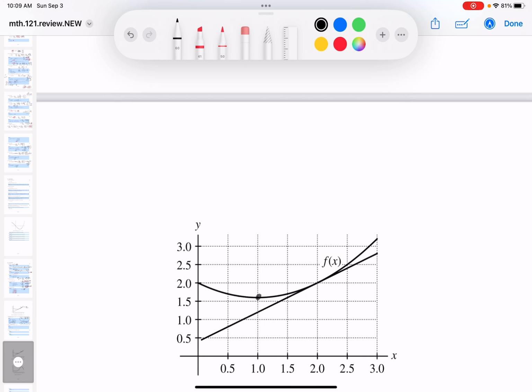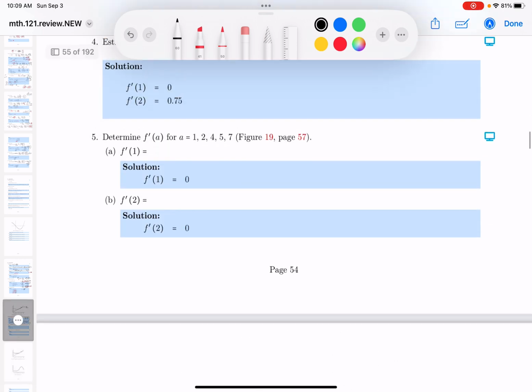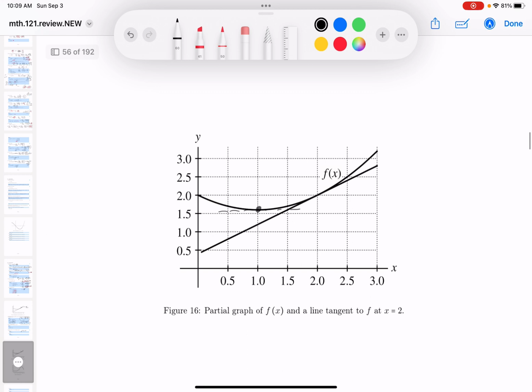And what do you get over there? Put a tangent line in. And the tangent line looks horizontal to me. So I'm going to say F prime at 1 looks like it has a slope of 0, just by looking at it. All right, now F prime at 2, this is over here.